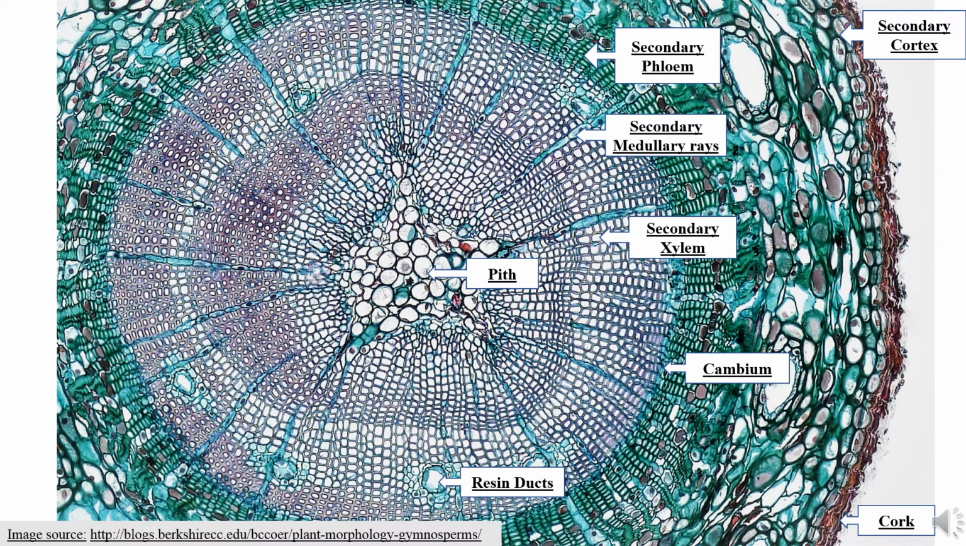Here again is a microscopic picture showing transverse section through an old Pinus stem. You can see the different cells labeled. Also, you can see two annual rings, which very much suggests that the plant is 2 years old.